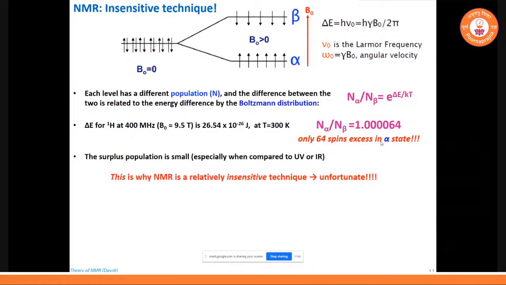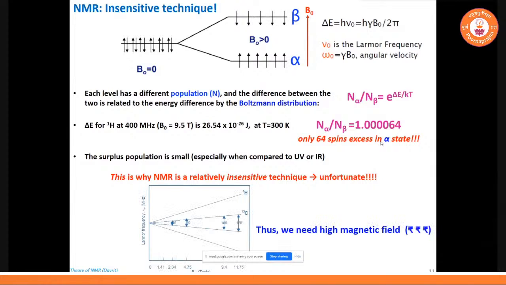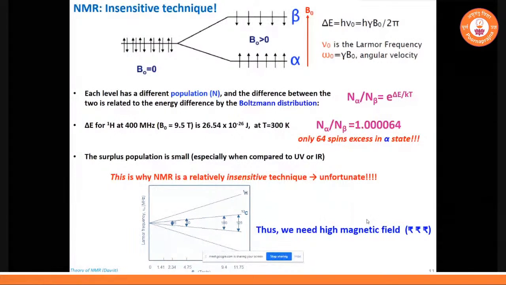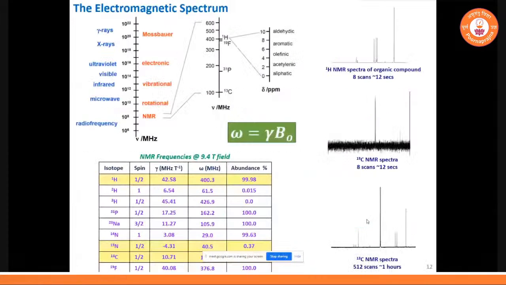That's why there is always a mad rush to get higher and higher fields, because as you go to higher fields, the population difference increases. Thereby you have more spins to excite, and you can increase the sensitivity of the experiment. But the problem is, again, the cost will increase.